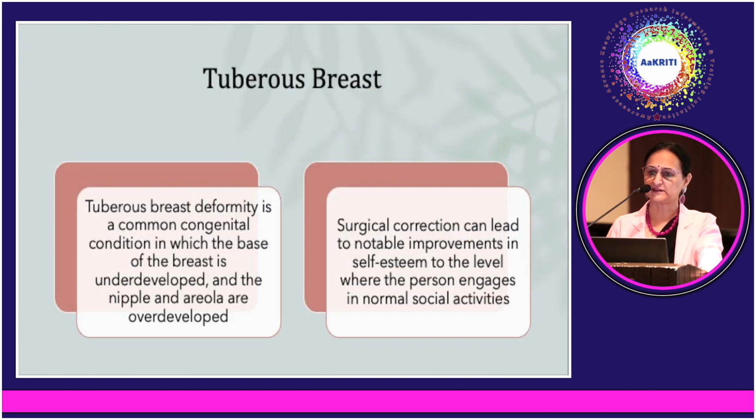Now, tuberous breast, this is also very common. I have seen many patients with tuberous breast, and they are really bothered about the shape of the breast because it produces a tube sort of shape, and they think that this is an abnormal breast. Tuberous breast deformity is a common congenital condition in which the base of the breast is underdeveloped and the nipple and areola are overdeveloped. We have to do a lot of counseling to these adolescents till they become adults, and then reassess them for tuberous breast. They may need aesthetic surgery later on.